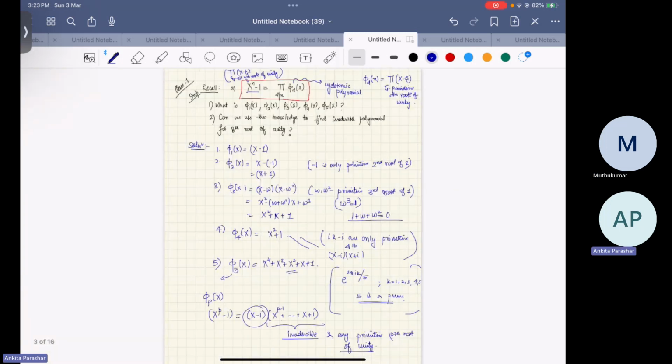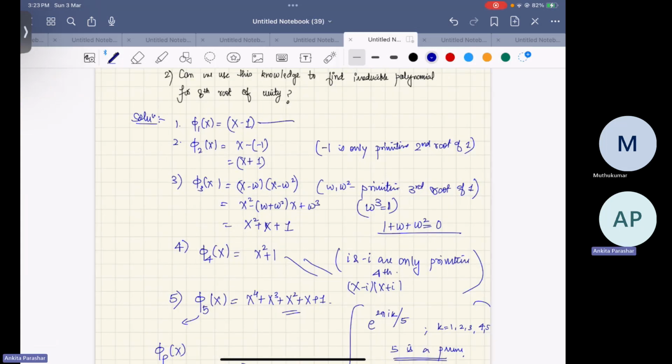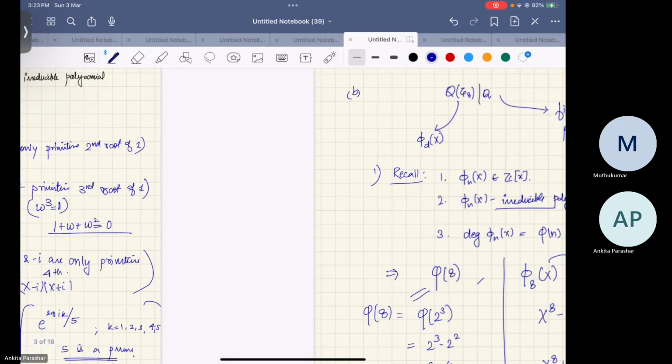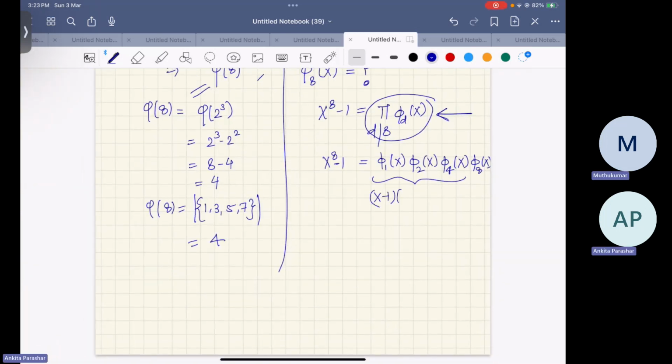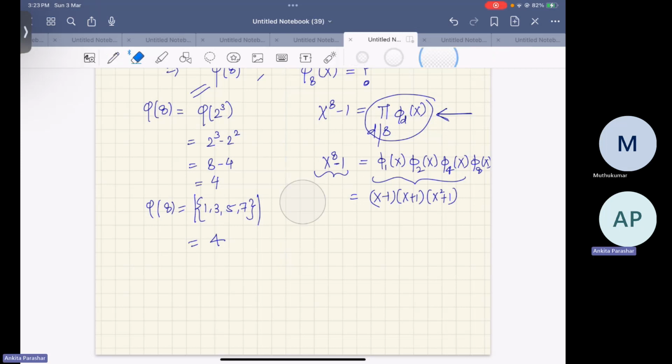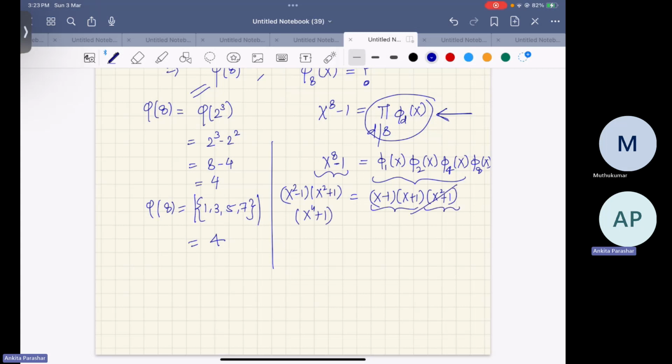So use that: phi 1, phi 2, phi 4 are x minus 1, x plus 1, x square plus 1. And here you can write x power 8 minus 1 as x4 minus 1, which is x square minus 1 times x square plus 1, and then x power 4 plus 1. Now x square minus 1 and x square plus 1 we can simply cancel. So what is phi 8x? From here, it is just x power 4 plus 1.